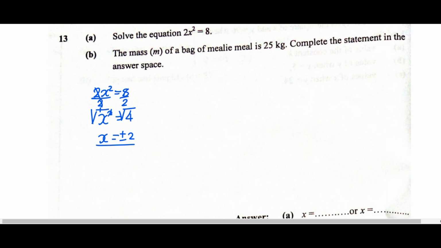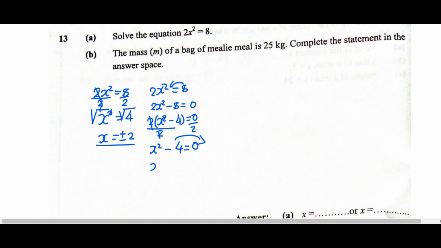Then if we want, we can also say 2x squared is equal to 8. Let's move 8 to the other side. So this will be 2x squared minus 8 is equal to 0. Let us factorize. We know that 2 is common. So 2 into 2x squared will give us x squared minus 4 is equal to 0. So we can divide by 2. We know that x squared minus 4 is equal to 0. If we shift this to this side, it gives us x squared is equal to 4, which is giving us the same answer, plus or minus 2.